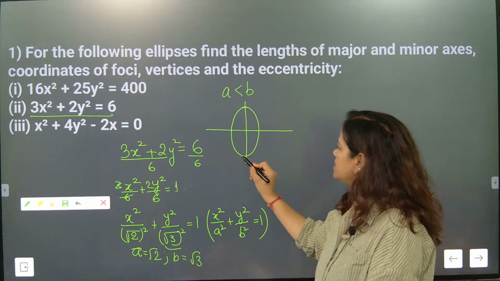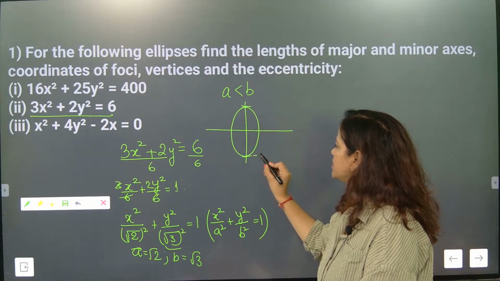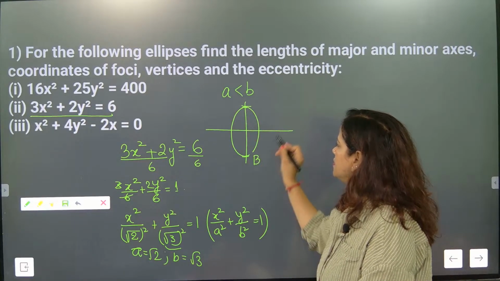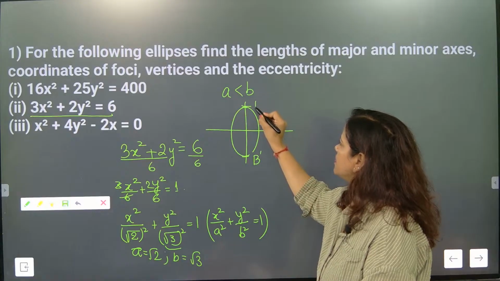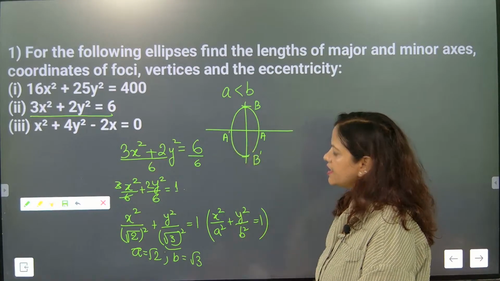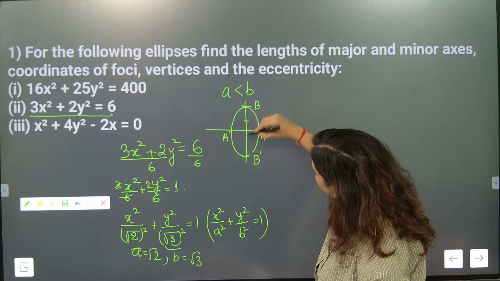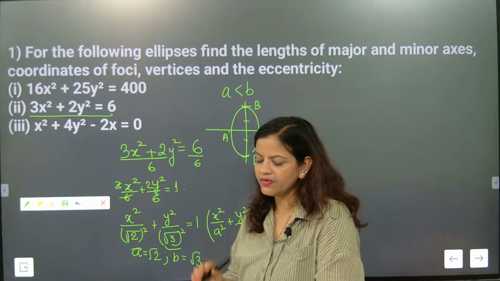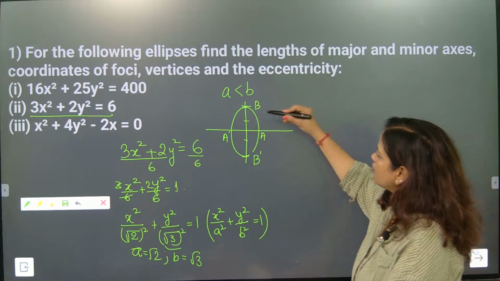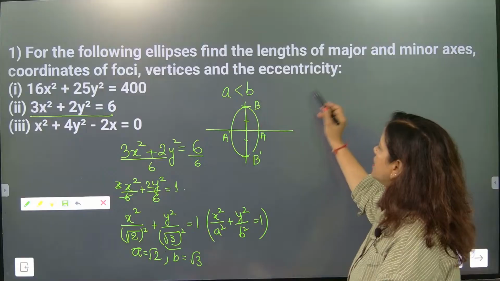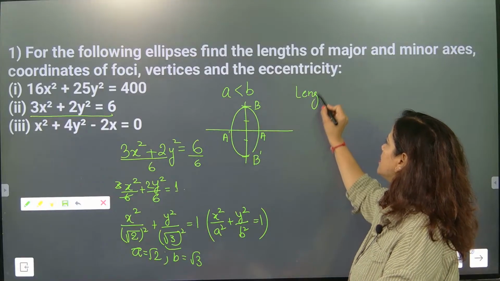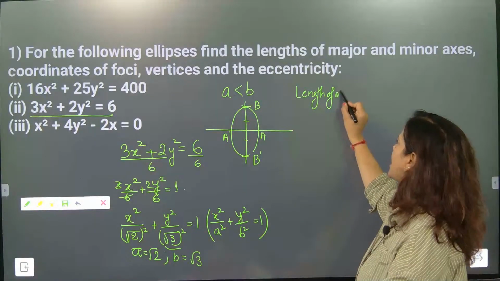The first thing is the vertices. The major axis is here: this is B and this will be B dash, and this will be A and this will be A dash. Foci will be here and here. Check this one out. Everything will change in this situation. One by one I'll tell: length of the major axis.